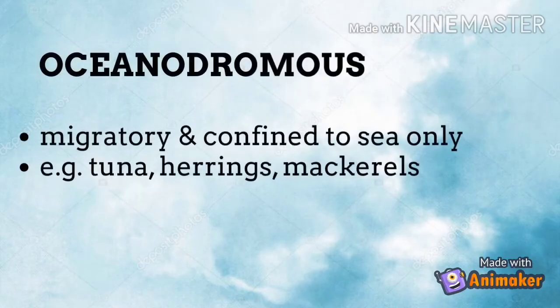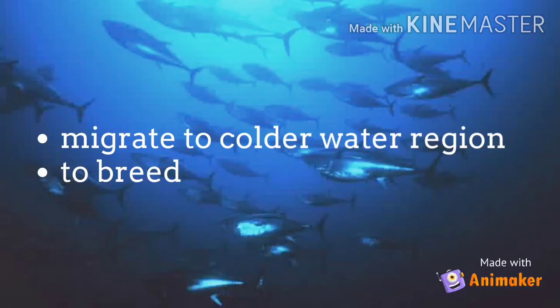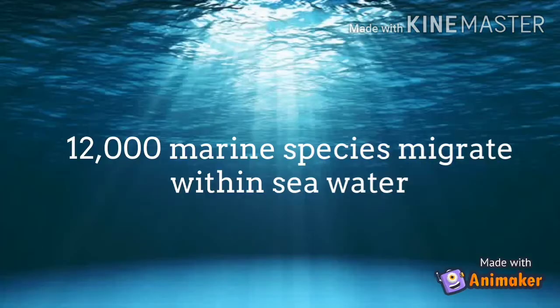Oceanodromous. In this type, fish live and migrate only within seawater, for example, tuna, herring, and mackerels. These fish migrate to colder water region for the purpose of spawning and then return to their parental area. There are about 12,000 marine species that regularly migrate within seawater.